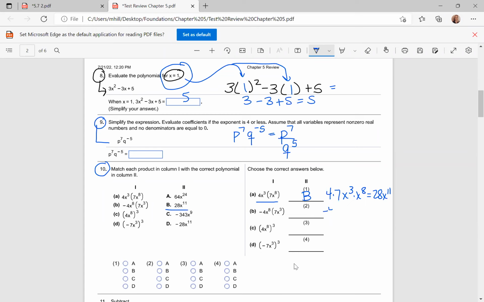Okay, on this one, we're doing negative 4 times 7, and then x to the 8th times x to the 3rd. I'm just putting the numbers together. Well, that's going to get me negative 28, but still x to the 11th because you're going to add the 8 and the 3. So that's D right here.